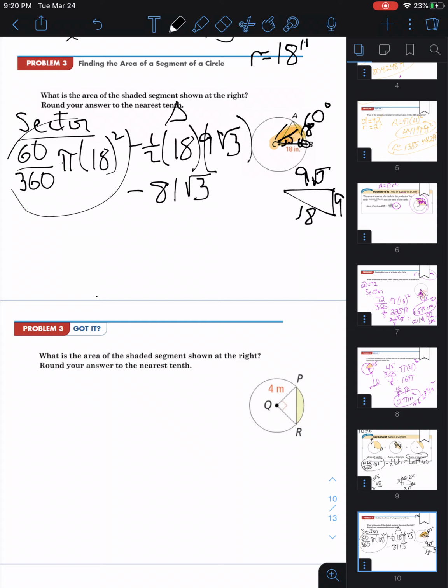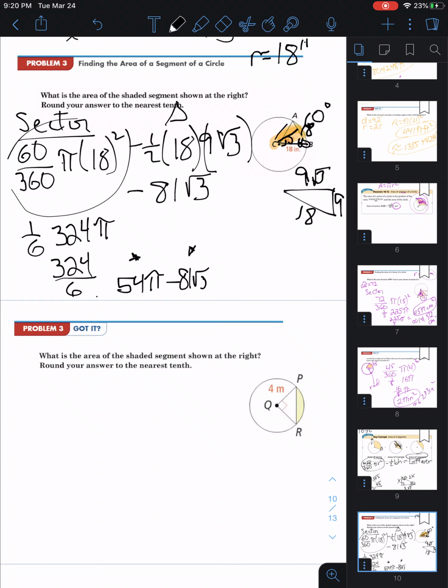So I'm going to have 324 pi. And then 60 over 360 is 1/6. So that would take us 324 divided by 6, which gives us 54 pi, minus 81 rad 3. Okay, so there's our sector, and this is our triangle. I'm sorry, I said rectangle, our triangle.